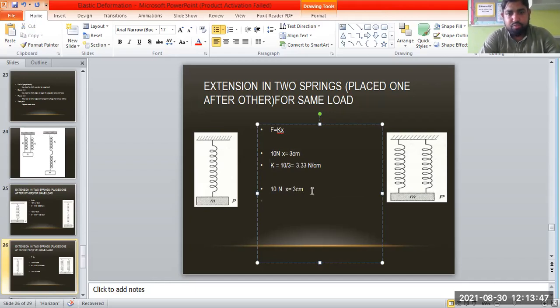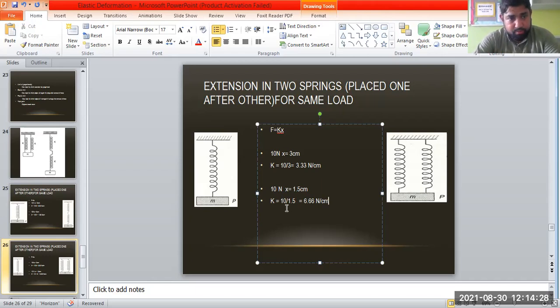And for a force of 10 newtons on this right side, the extension will be half, that will be 1.5. And now K will be 10 upon 1.5, that will be equal to 6.66, I guess, right? 6.66 newtons per centimeter. So your K has doubled now. It means the stiffness of the spring has increased.